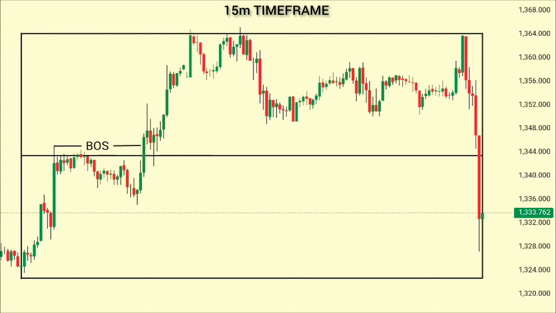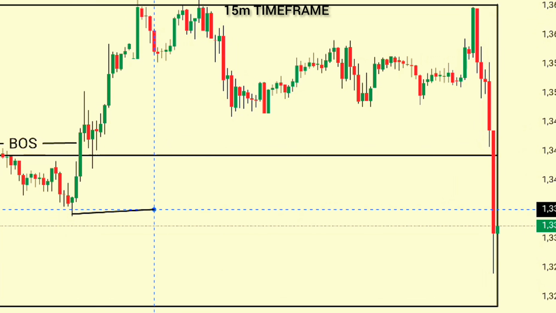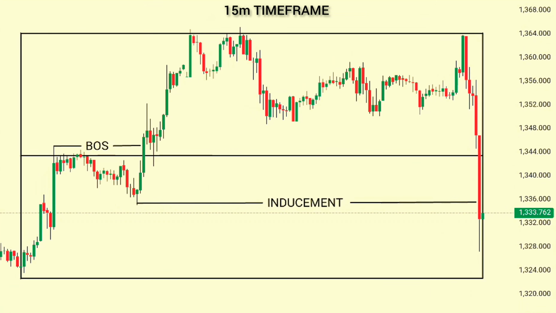This move is not random. It is designed to attract more buyers into the market. This is called inducement, where traders are pushed to enter before the real move begins.